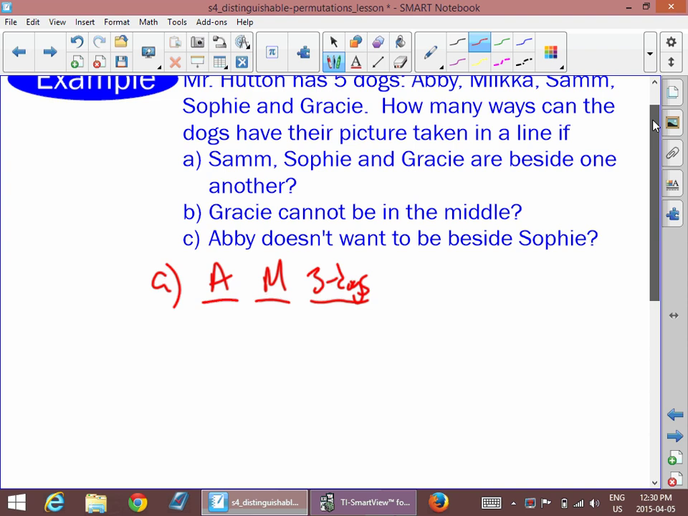Those three things can be ordered in 3 factorial ways. Then the 3 dogs, Sam, Sophie, Gracie, who need to be together, can also be arranged in 3 factorial ways. 3 factorial is 6, so 6 times 6 is 36. A lot less work, as long as you understand what's going on. Okay? And there we have it.